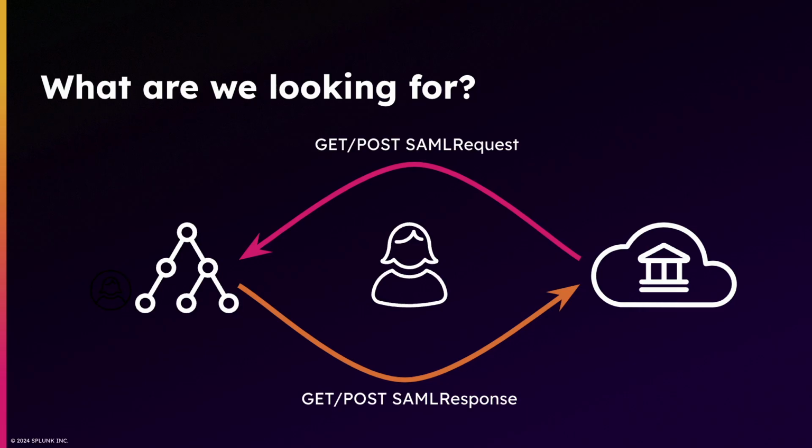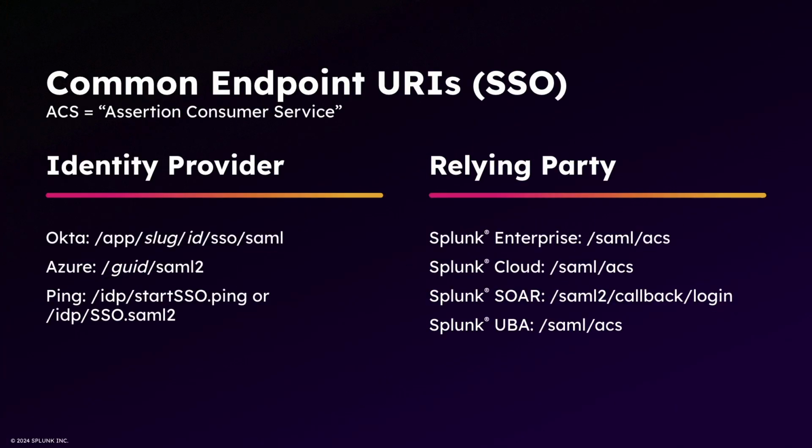Okay, so what are we looking for? Usually when you log into an application, you type the application name and it goes, okay, I don't have a session, I need to request a login. So you get a SAML request, either via GET or via POST, and then going back, you get a SAML response from the identity provider back to your application. And so these have various common URIs to them.